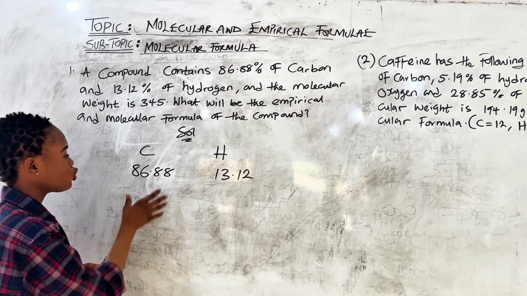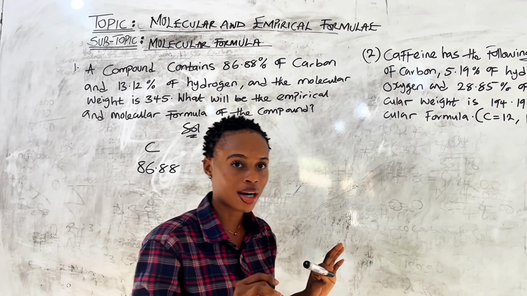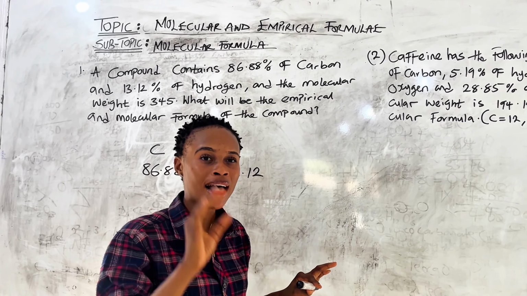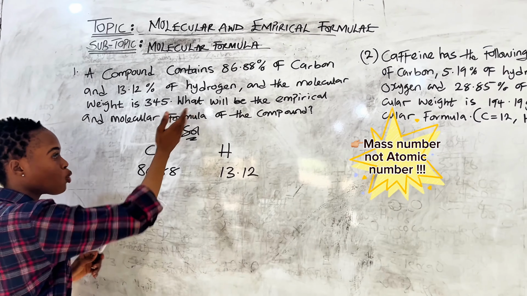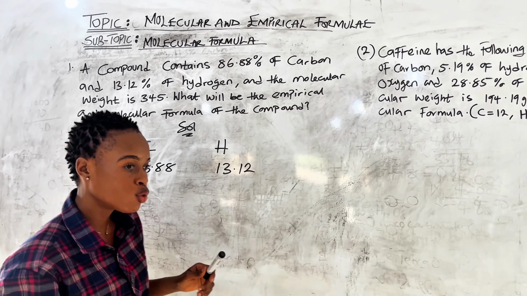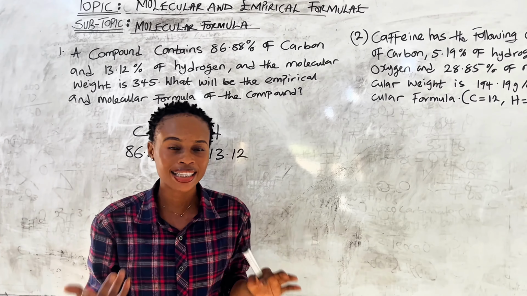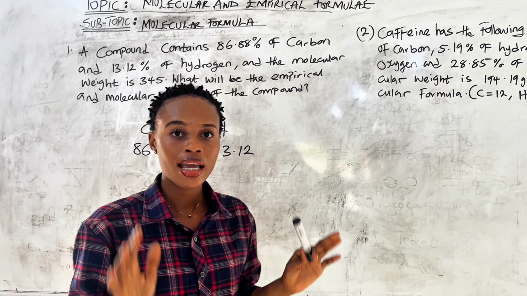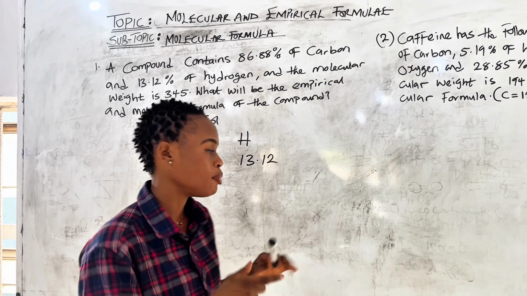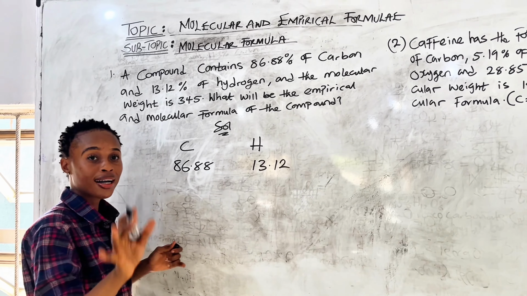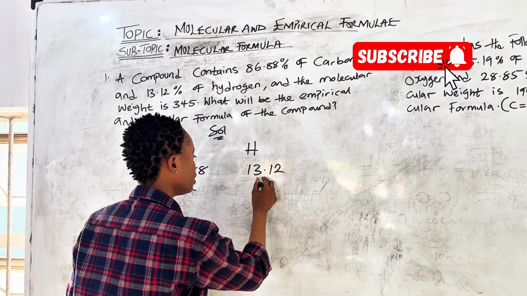Now what is the next step? The next step is to write the mass number. Please don't write the atomic number. What you are writing is the mass number. So what is the mass number of carbon? In this question we were not given it, and that is why it is very good that you are familiar with your mass numbers. You must know your mass numbers by heart, at least for your first 20 elements. So please take out time to learn the mass numbers of your first 20 elements. The mass number of carbon is 12 and the mass number of hydrogen is 1.